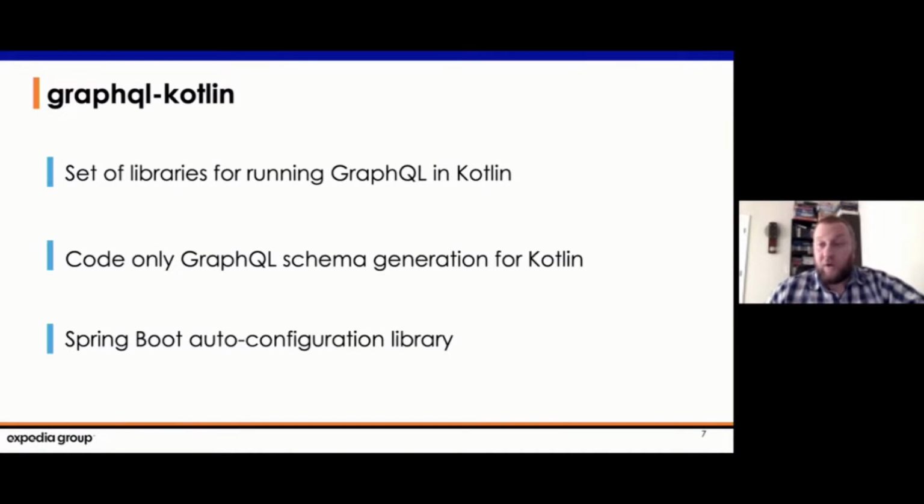Once you combine all of those together, we end up with GraphQL Kotlin, which is a set of libraries for running GraphQL in Kotlin. Today, we're going to be using GraphQL Kotlin Spring Server and GraphQL Kotlin Schema Generator. Schema Generator is built on top of GraphQL Java and helps you build out a GraphQL schema.